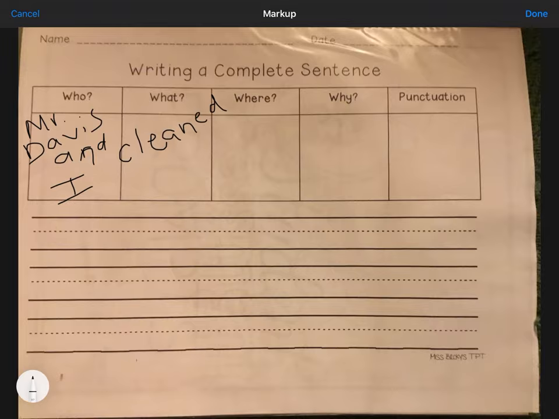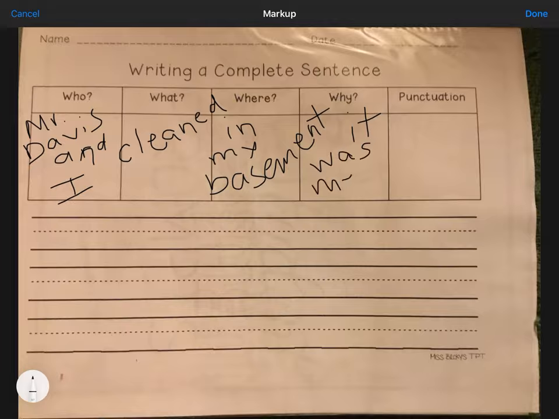And what did we clean? Where were we in the house? We were in my basement. Gotta go over into this box. Sorry, guys. And then why? Why did we have to clean my basement? Because it was, we'll say it was messy. And my good old punctuation, we're going to do lots of telling sentences, so that doesn't really look like a period, but it's a period.